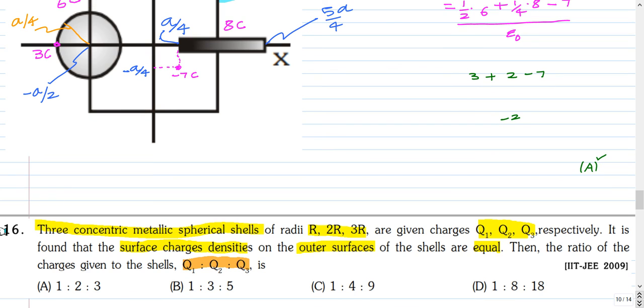This is the next question. Three concentric metallic spherical shells of radii R, 2R, 3R are given charges Q1, Q2, Q3 respectively. It is found that the surface charge densities on the outer surfaces of the shells are equal. Then the ratio of the charges given to the shells, Q1 is to Q2 is to Q3, is. You can pause and attempt this question.